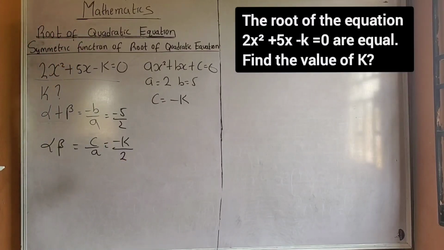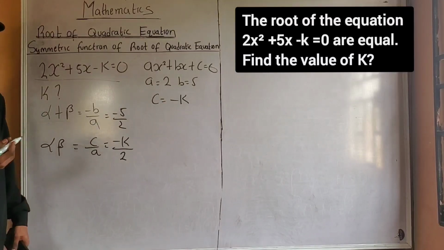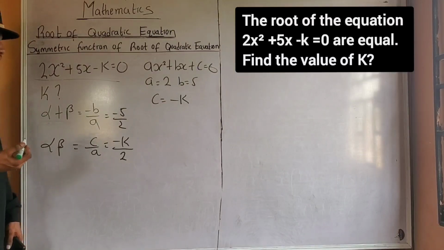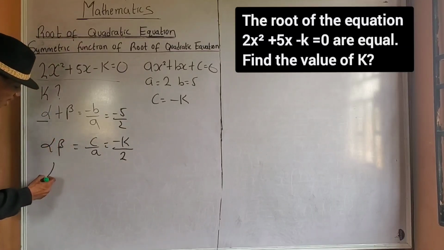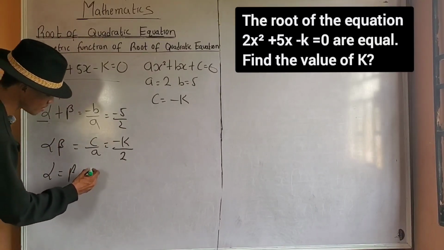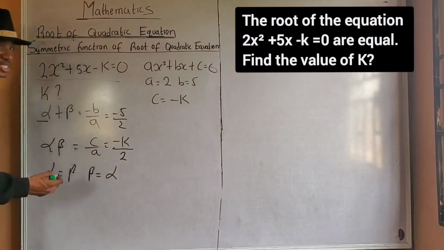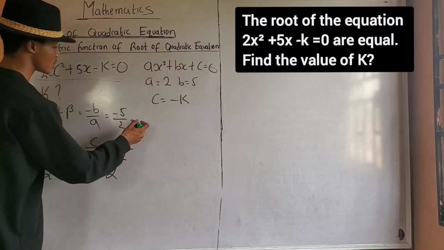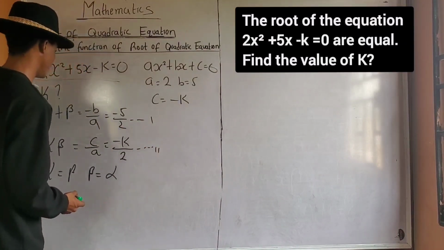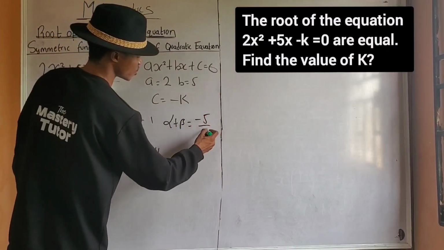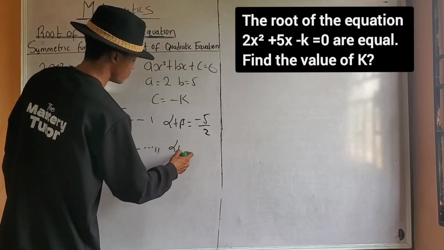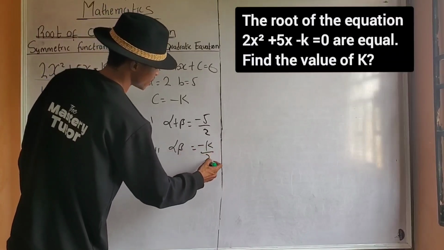Now, do not forget, from the question, we are told that the roots are equal. Are you following? If they are equal, that means alpha is equals to beta. Also, beta is equals to what? Alpha. Do you understand? So let me call this one equation 1. Let us call this one equation 2. Equation 1 is alpha plus beta equals to negative 5 over 2. And equation 2 is alpha beta equals to negative k over 2.